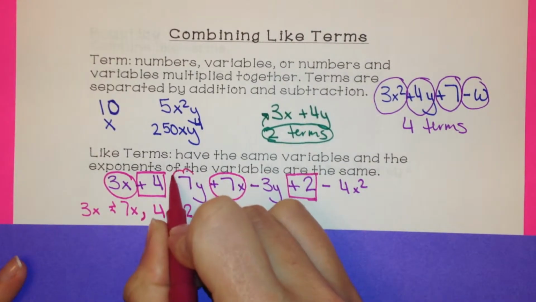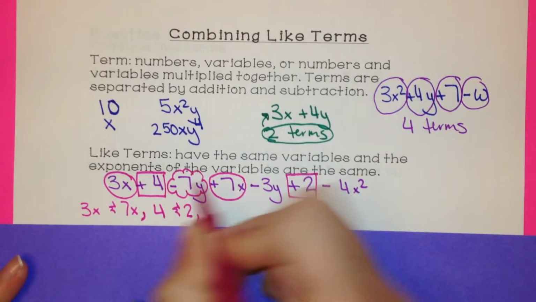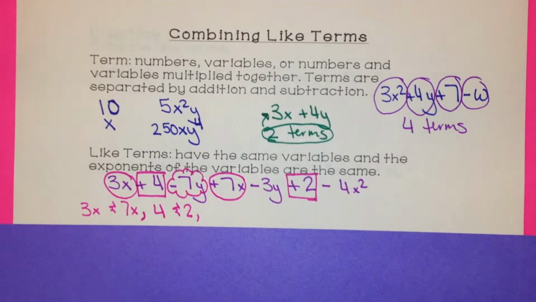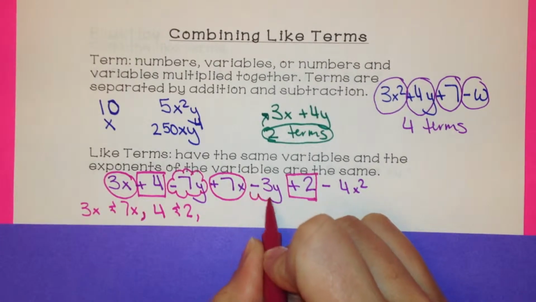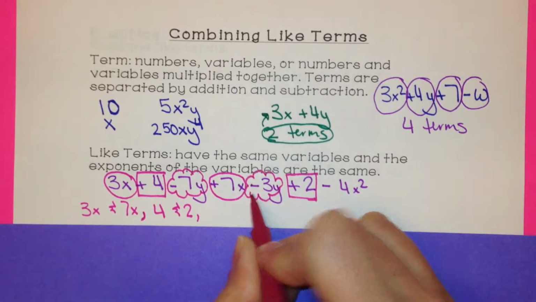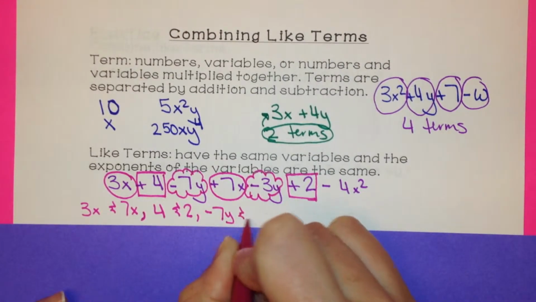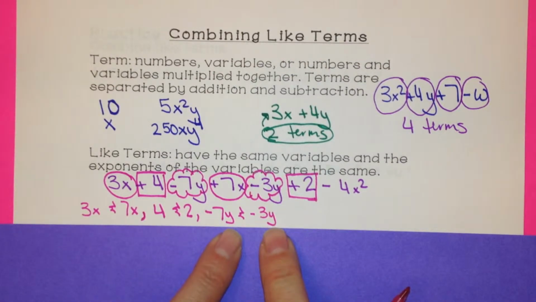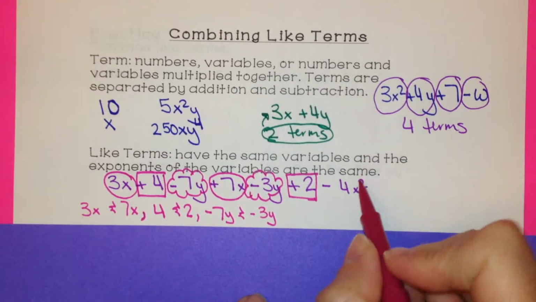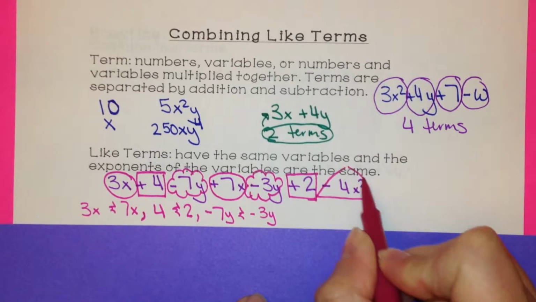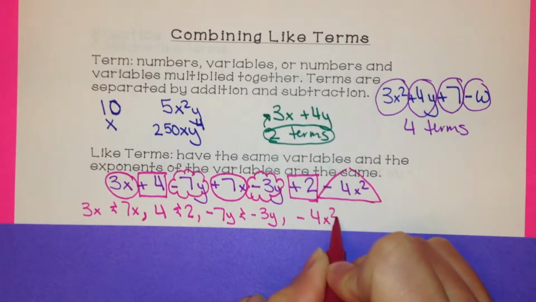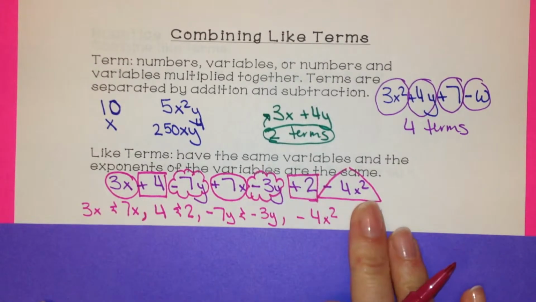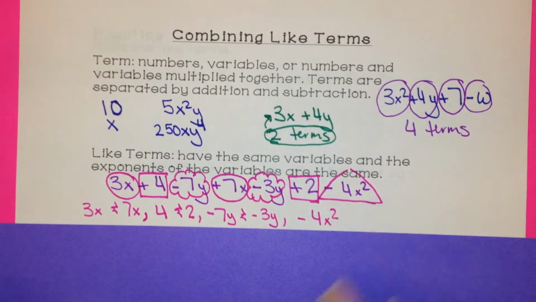All right, here I have minus 7y. Think of minus as a negative, because negative and minus mean pretty much the same thing. Here I have another y, so negative 3y. So negative 7y and negative 3y, those are like terms. It doesn't matter that they're both negative. One could be negative, one could be positive, but they both have y as their variable. And the last one here, I have this minus 4x squared. That one's all by itself. It doesn't have anybody to buddy up with here because there aren't any other x squared terms. So these individually together are like terms.